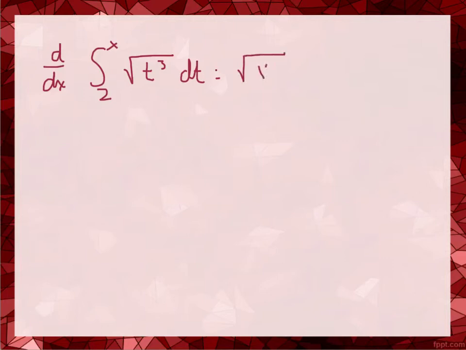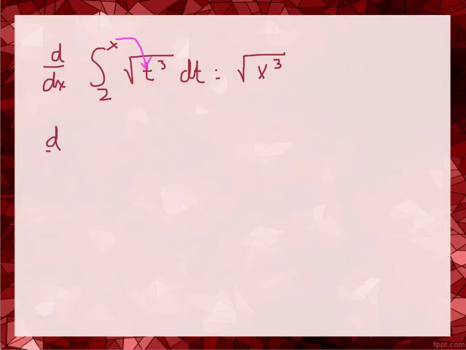So let's wrap up this video with just a couple examples to make sure that we have our concept here. So if I wanted to do the derivative, let's say from 2 to x of the square root of t cubed dt, that's going to end up being the square root of x cubed. We replace x's for the t's, and that's our answer.